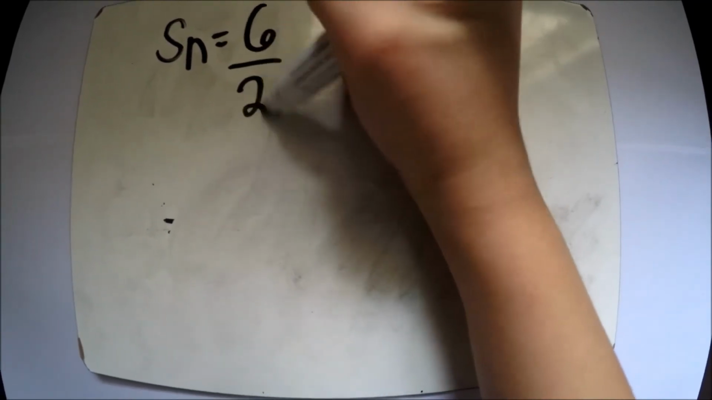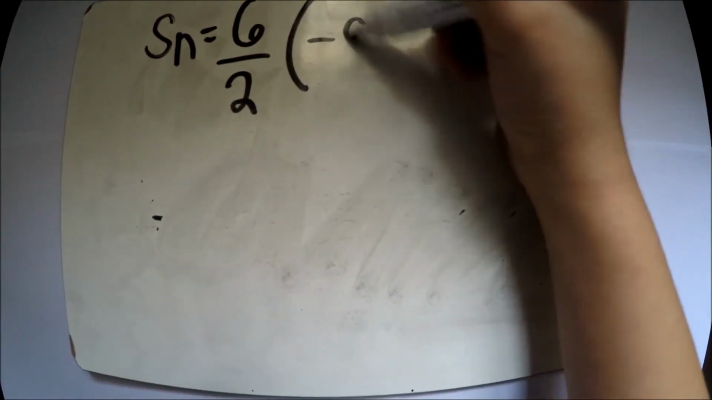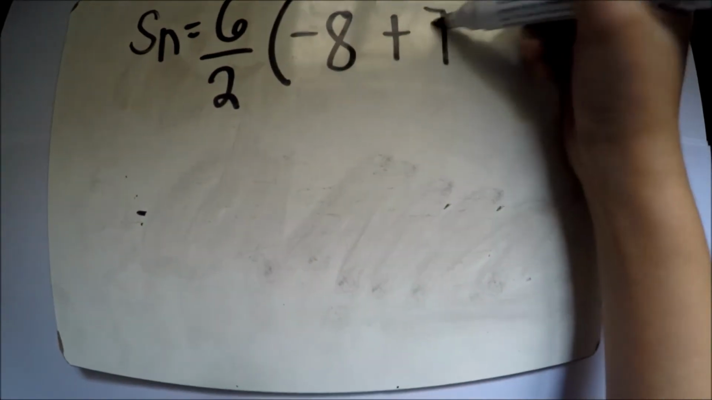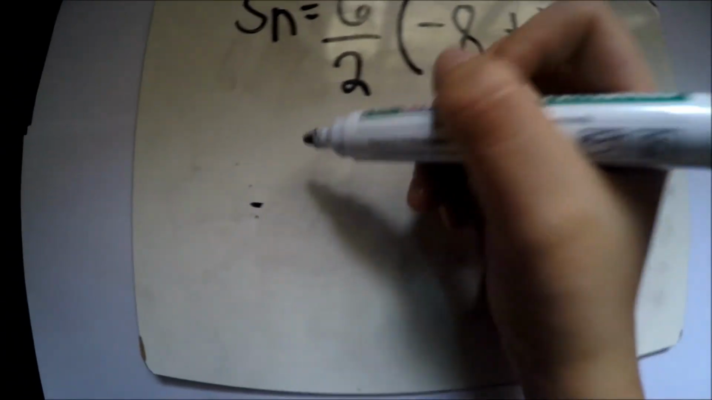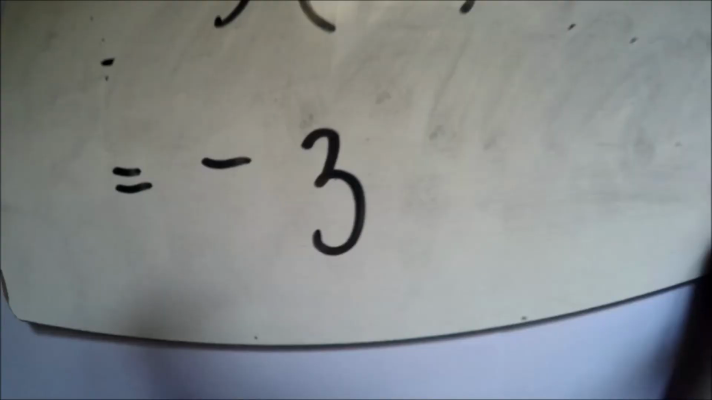Once you have the missing term, you may proceed to the real formula. Input 6 as the number of terms, negative 8 as the first term, and 7 as the last term. Then solve. Divide 6 by 2, you'll get 3, and then add negative 8 and 7, you'll get negative 1. Then just simply multiply them, and you'll get your final answer, which is negative 3. The sum of all the terms in the sequence is negative 3.